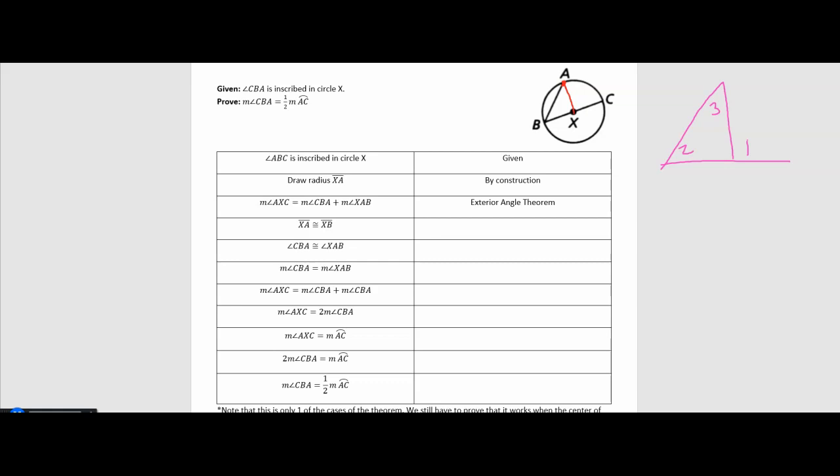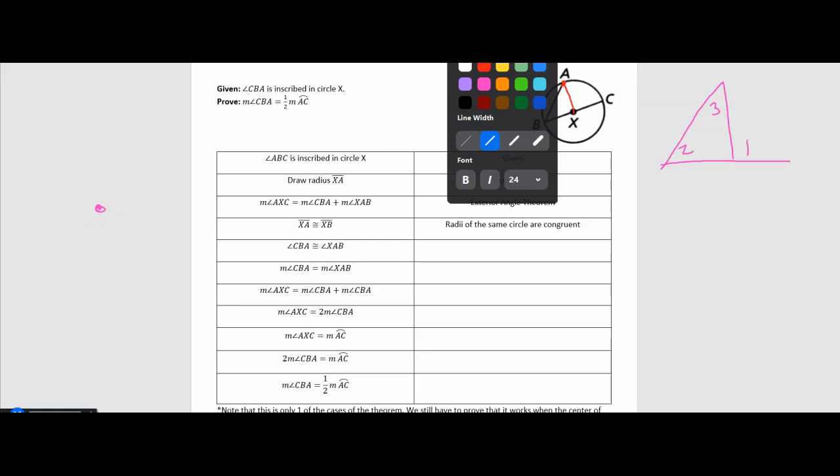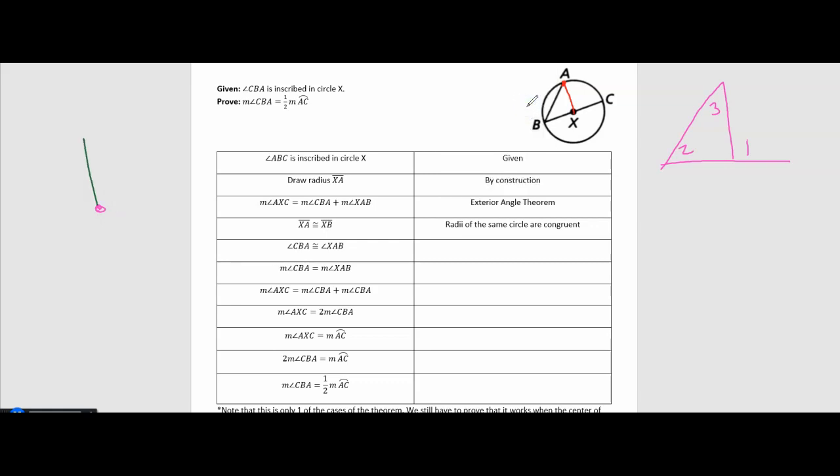Next one says segment XA is congruent to segment XB. Well, XA and XB are both radii, so we can just say the radii of a circle are congruent, or radii of the same circle are congruent. There's no specific name of a theorem here or a definition. This is just a fact, right? It's actually part of the definition of a circle. That's how we build a circle: we take a point, we take a radius, like 2 inches, and we just extend from that center point 2 inches in all directions, right? And if we do that an infinite amount of times, we will start to form our circle.